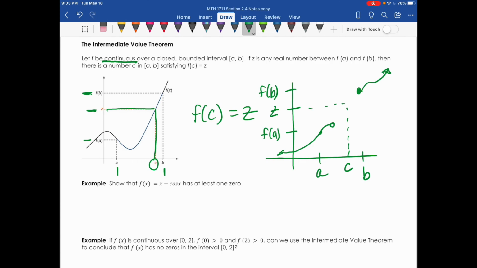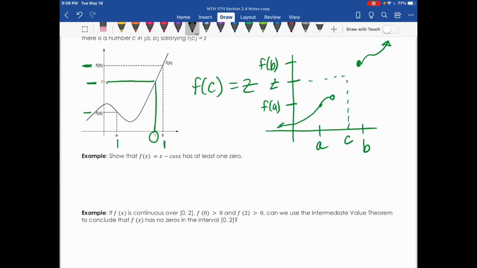Now, a really good application of this is being able to identify intervals where there are zeros. So now let's look at this first example below where it says show that f of x equals x minus cosine x has at least one zero. We know that this function is continuous. There's no asymptotes, holes in the graph, or any jumps. So this is definitely a continuous function.